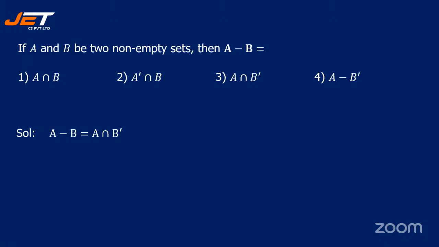See the next question. If A and B are two non-empty sets, then what is A minus B? Usually, A minus B is whatever is there in A that should not be in B. And we do have a formula, A intersection B complement. So along with the formula, option 3, A intersection B complement, should be the answer, because A minus B is equal to A intersection B complement.